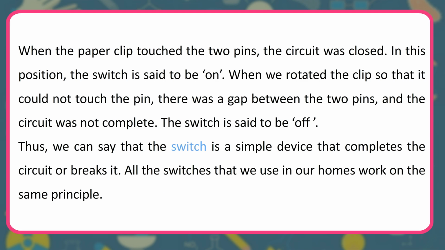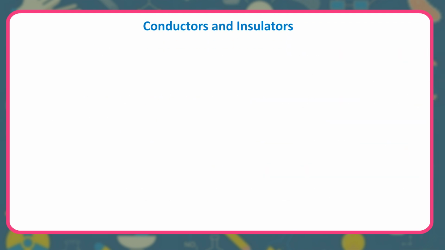No. When the paper clip touched the 2 pins, the circuit was closed. In this position, the switch is said to be on. When we rotated the clip so that it could not touch the pin, there was a gap between the 2 pins, and the circuit was not complete. The switch is said to be off. Thus, we can say that the switch is a simple device that completes the circuit or breaks it. All the switches that we use in our homes work on the same principle.